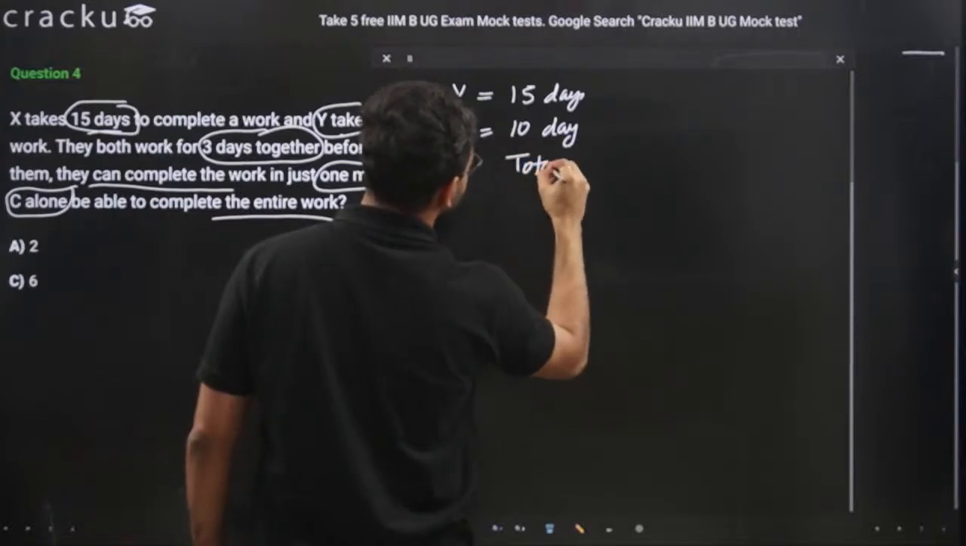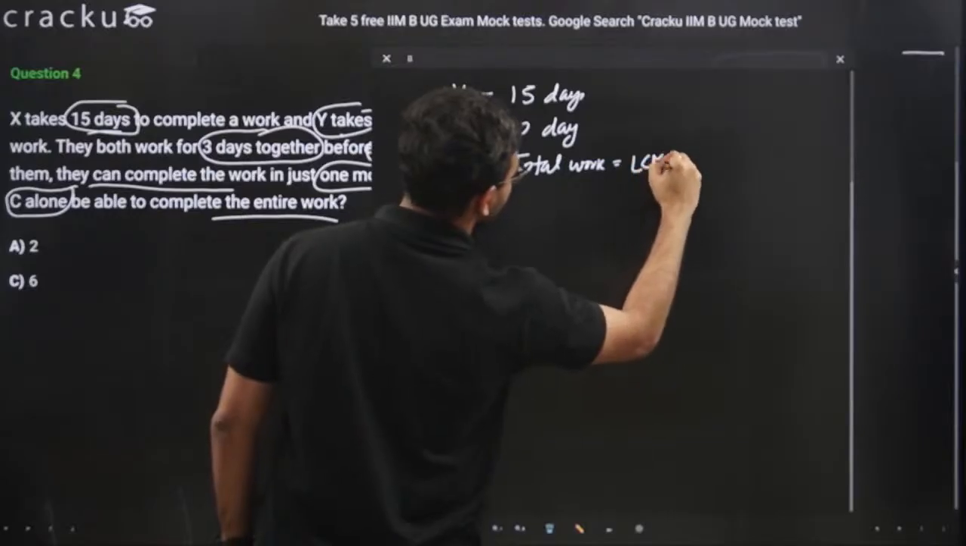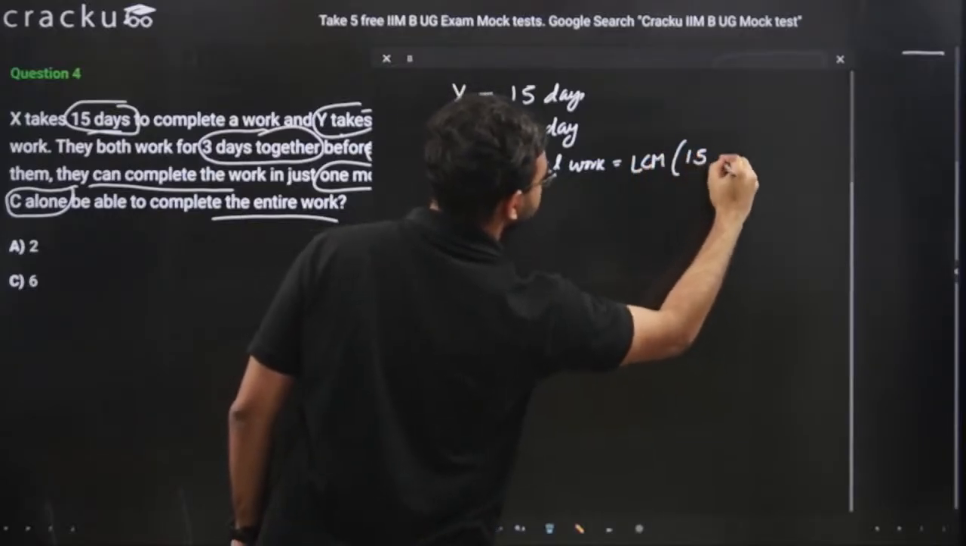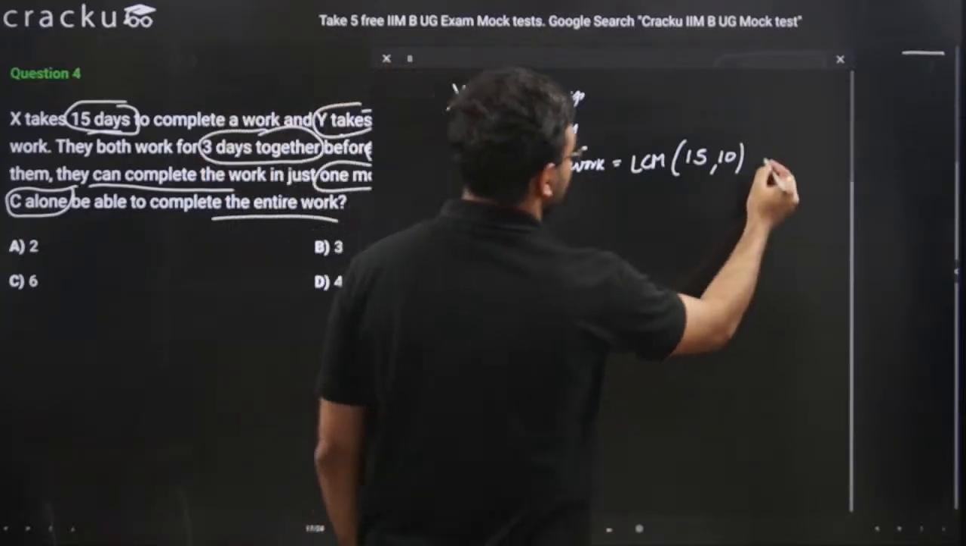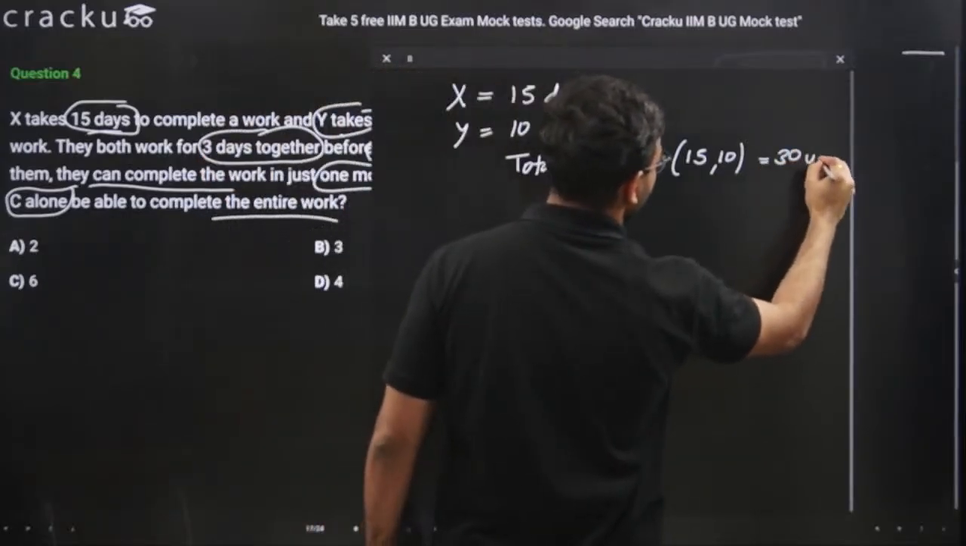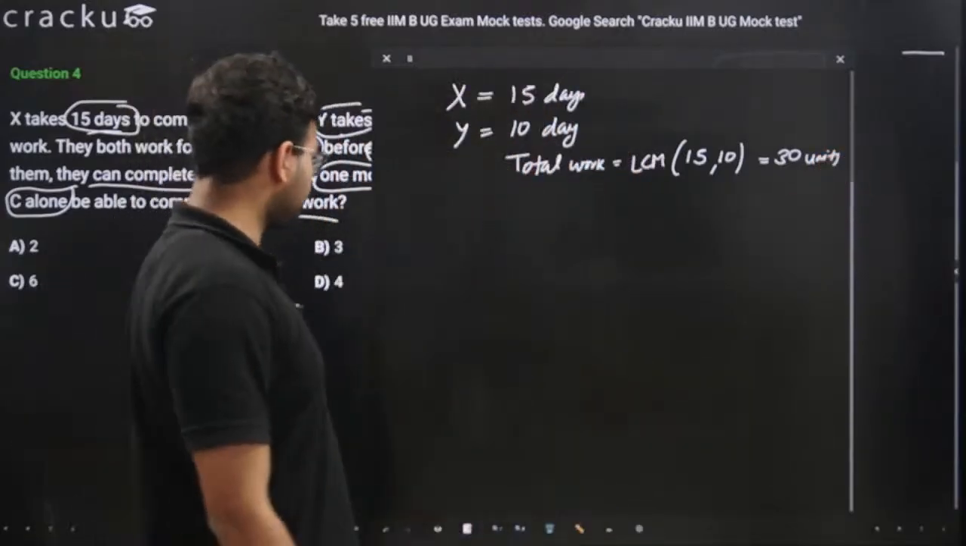Total work will be what? Again, I have to take the LCM of 15 and 10. LCM of 15 and 10 is 30. So total work I'll assume as 30 units. The total work which needs to be done is 30 units.